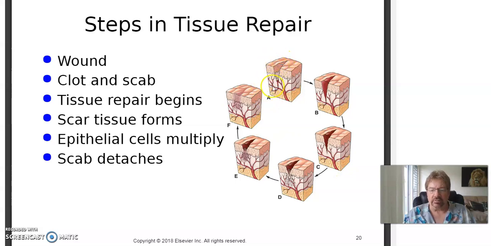Okay, so we got a split here. This is a hunk of skin. So we have a wound. First thing that happens is it starts clotting over because it's been bleeding. Notice, guys, the blood vessels don't go all the way up into the epidermis. We actually haven't talked much about this, but this is the epidermis. This is the dermis. And this is the subcutaneous layer.